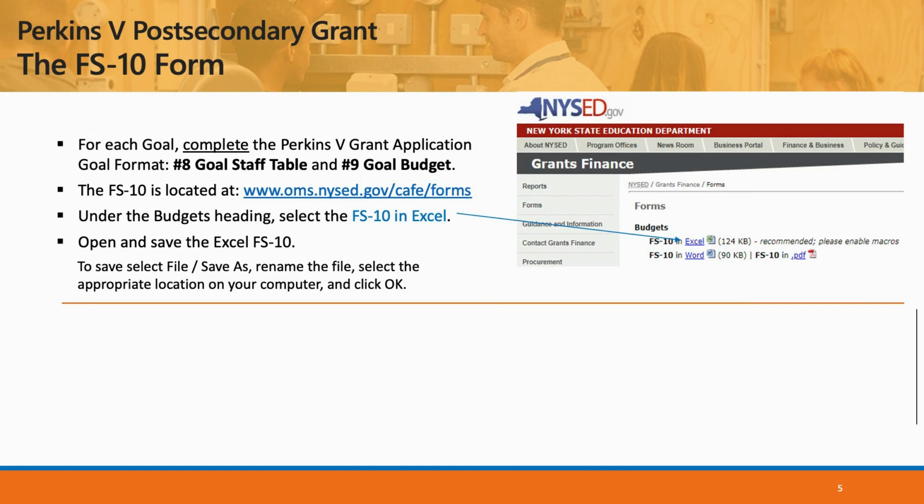You will need to go to the link provided to access the FS-10. Under the heading Budgets, select the FS-10 in Excel format. Open and save the file. To save the file, select File, then Save As.